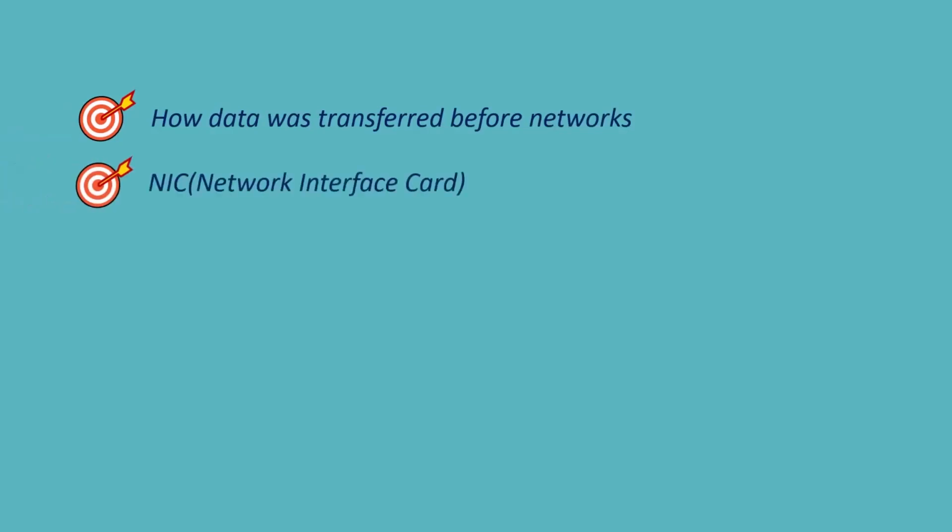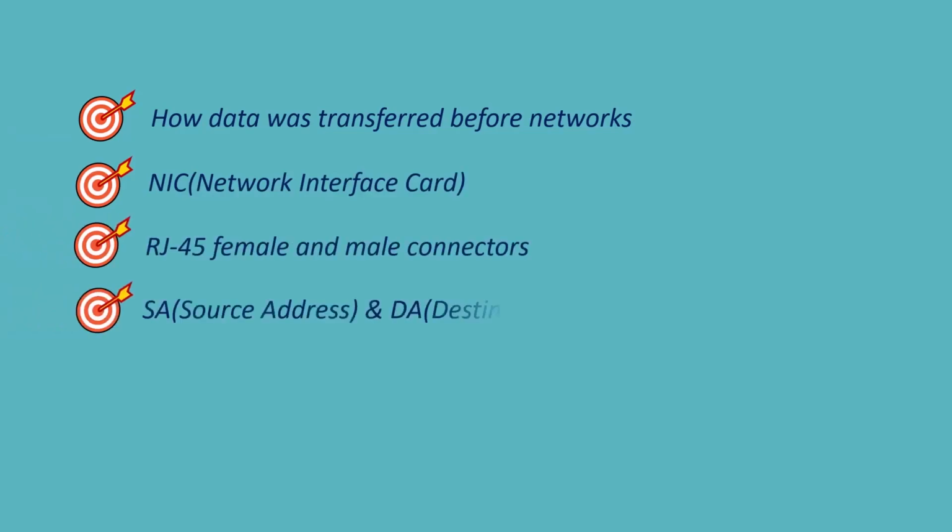In this section, we'll cover how data was transferred before networks came into picture, what a network interface card is, RJ45 male and female connectors, the concept of source and destination addresses. We'll introduce MAC address, defining the structure of a frame.